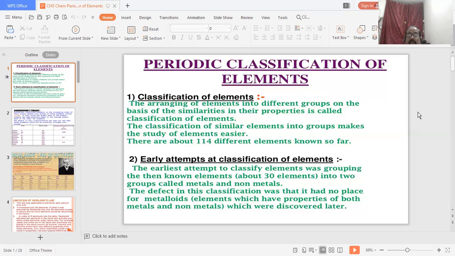So this is the introduction of the fifth chapter, periodic classification of elements. Step by step, we will study the scientists who presented the periodic law and also made the distribution of different types of elements according to their properties.